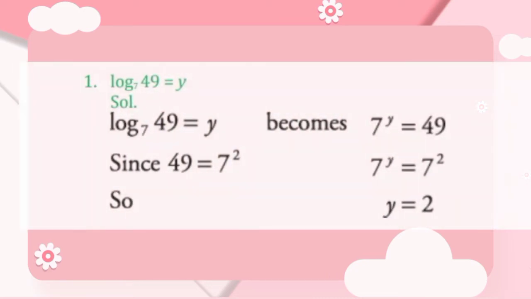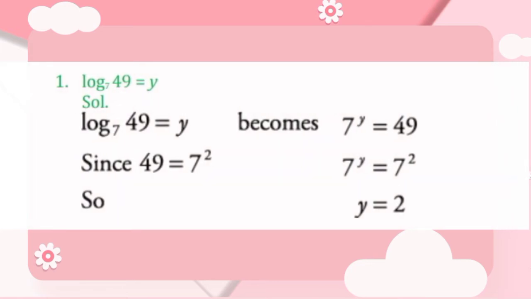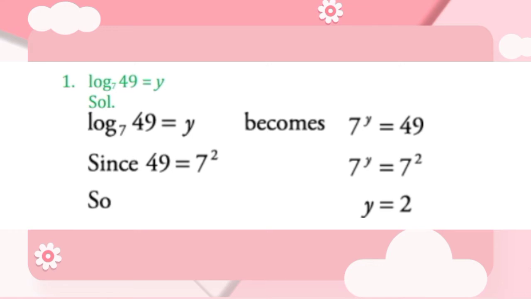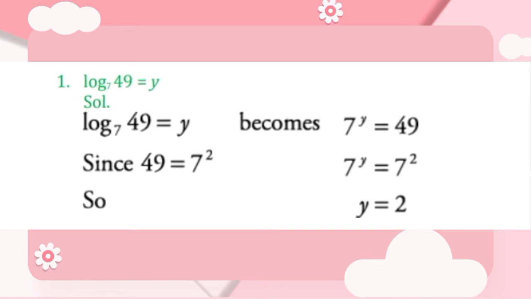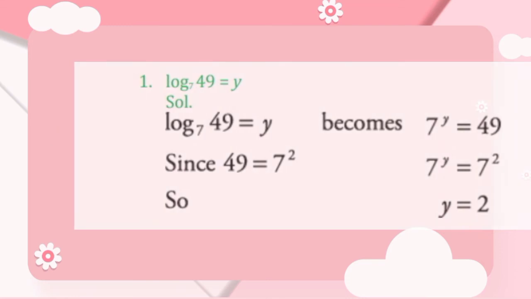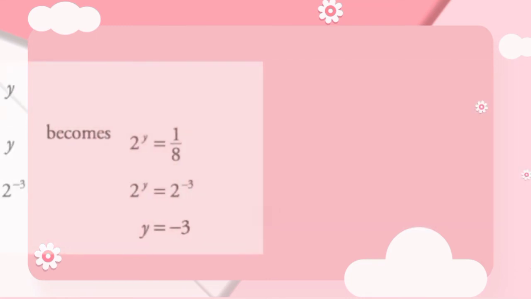Number 1. The logarithm of 49 to the base 7 equals y. Solution. The logarithm of 49 to the base 7 equals y becomes 7 to the power of y equals 49. Since 49 equals 7 squared, it becomes 7 to the power of y equals 7 squared. So, y equals 2. Number 2.